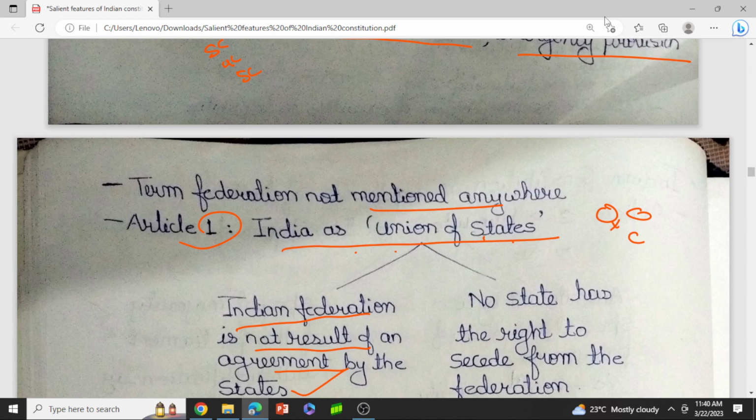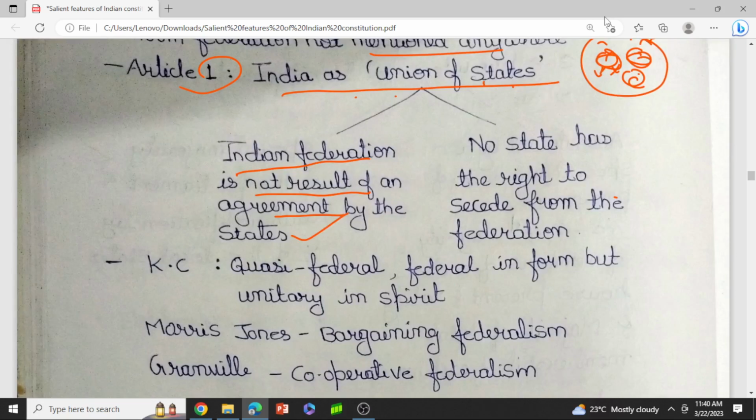So India, whenever required, can dissolve a state or create a state. So it is one whole. No state in India has the right to secede from the federation. If a state says, I want to get separated, no, it's not possible.